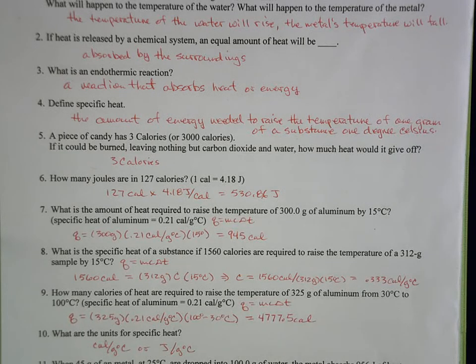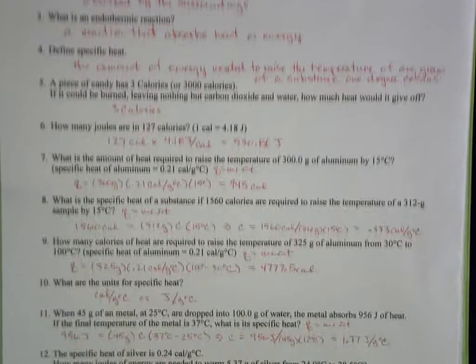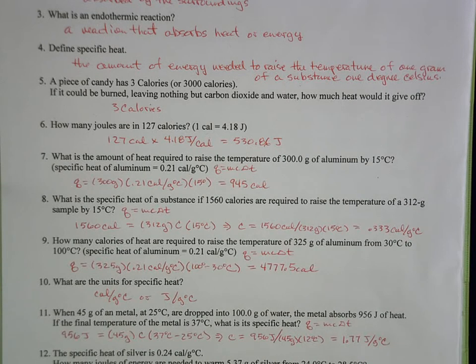6 was on the quiz. It was different numbers, but how do you get from calories to joules? You simply multiply 127 calories by the 4.18 joules per calorie, gives you 530.86 joules. 7, okay, Q equals MC delta T. 300 times the 0.21 times the 15 degree change.